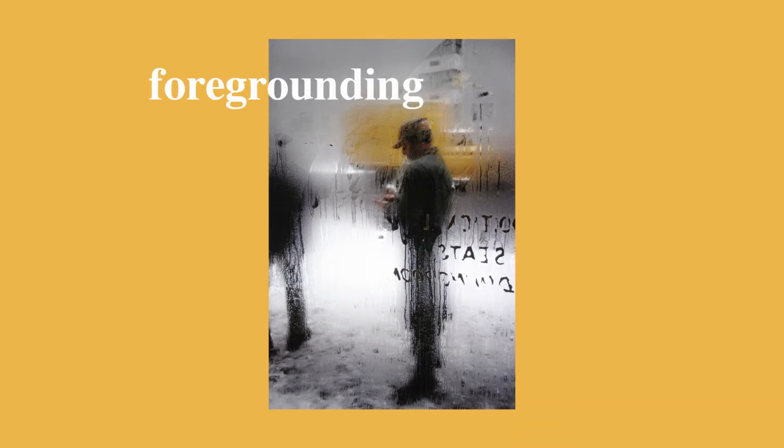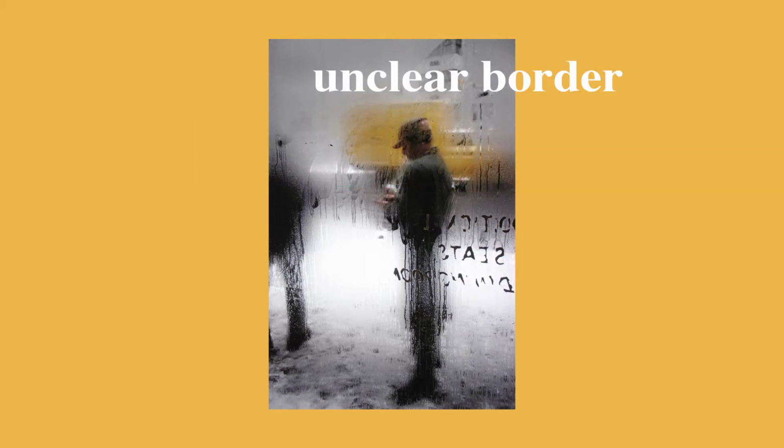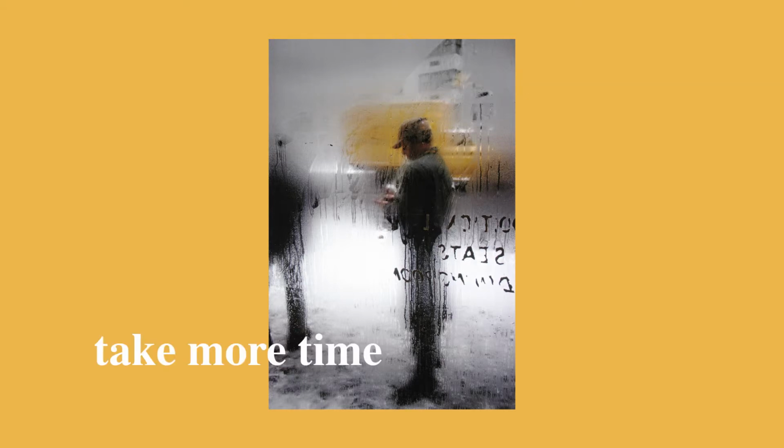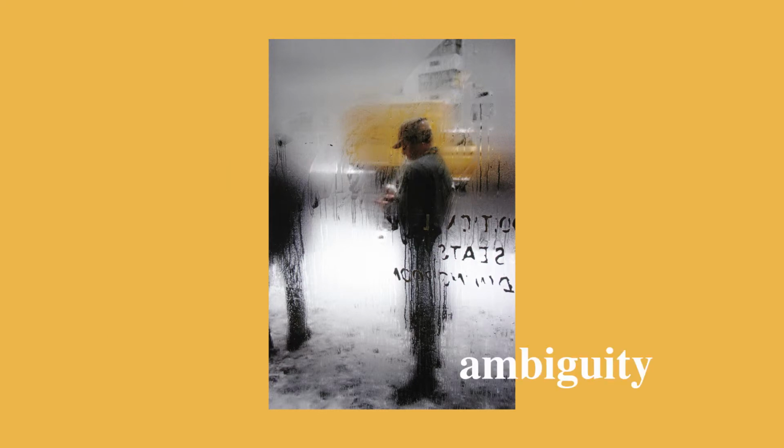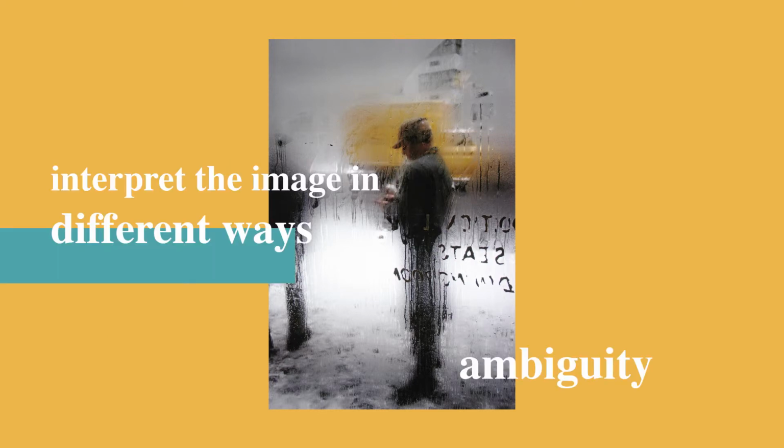However, the foregrounding of the condensation in a window, which is supposedly meant to be the negative space, is challenging us to look at the negative space as well as the positive, and to question which is the true subject. The unclear border between negative and positive forces the audience to take more time processing the photograph, which I believe makes it more successful, as the ambiguity will lead to audiences interpreting the image in different ways.